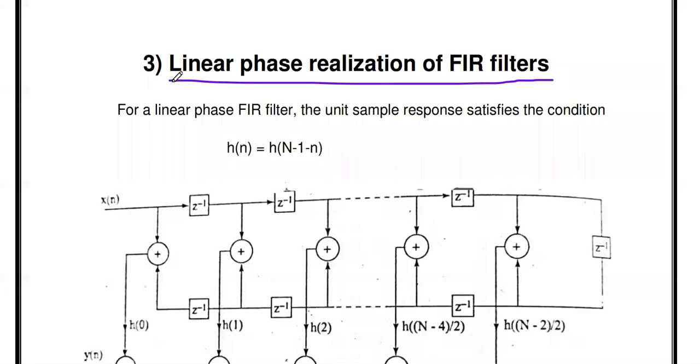This realization is very important, since if you are implementing the FIR filter in linear phase realization, the number of multipliers used is reduced by half. That is why, instead of choosing the direct form realization and cascade form realization, we may use this linear phase realization in order to reduce the number of components required. That is the greatest advantage of linear phase realization.